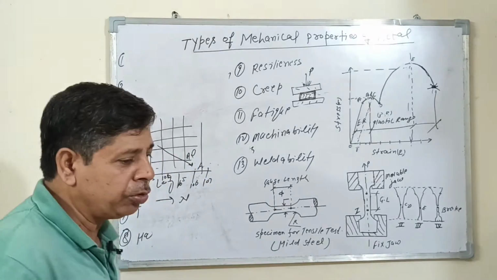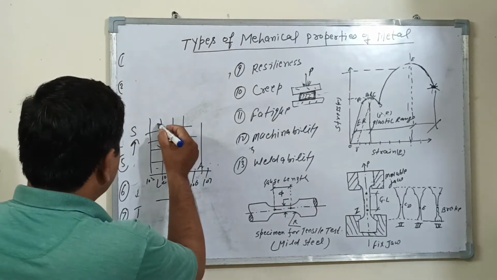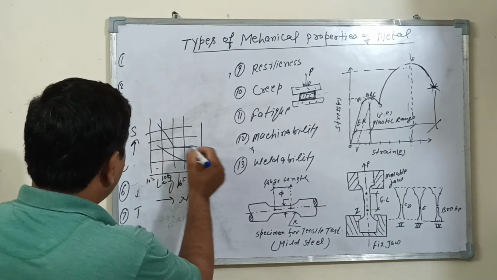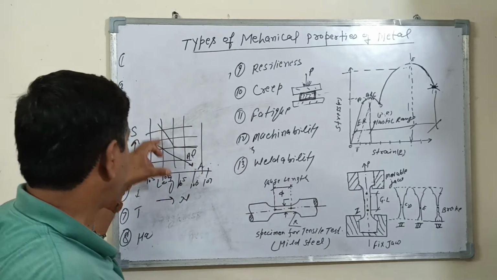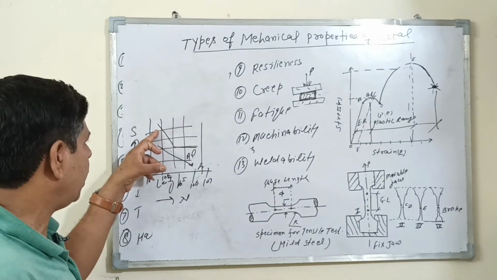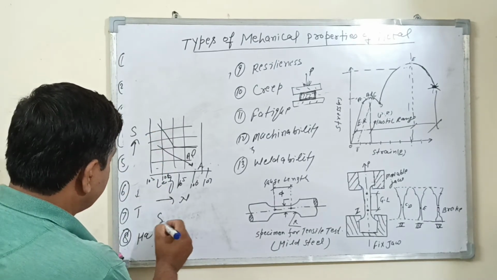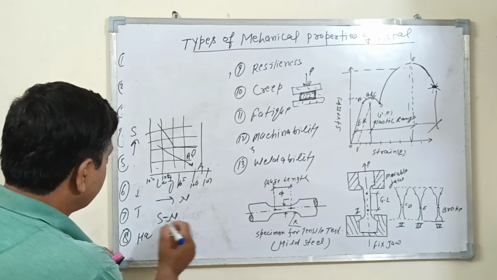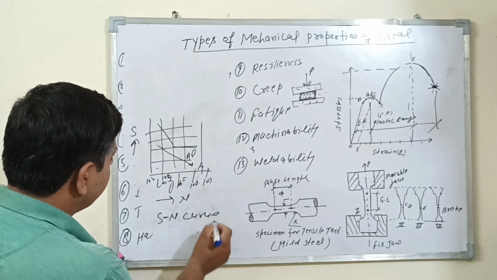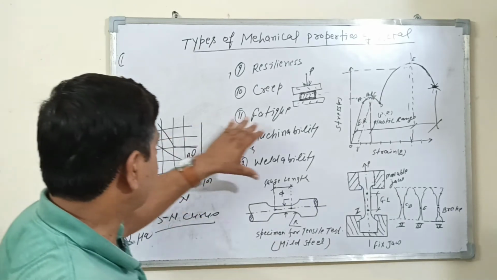If you want to check alloy steel, the load is very high. The load should be very high to check alloy steel. This curve is called the SN curve. This is the SN curve for checking the fatigue.